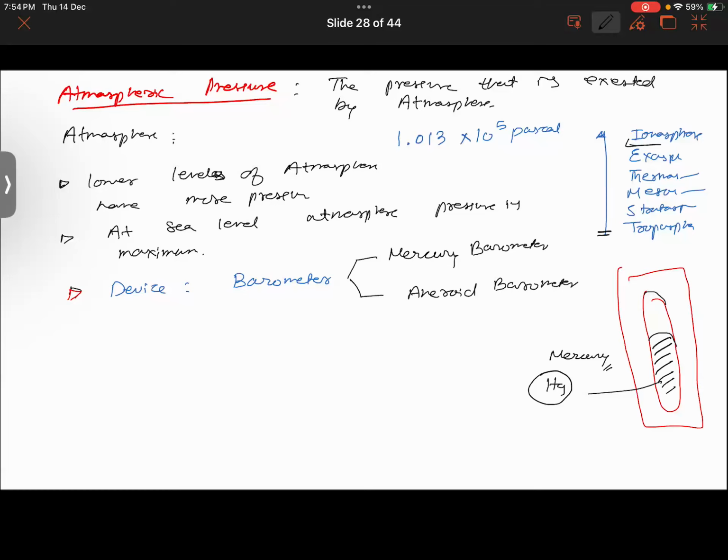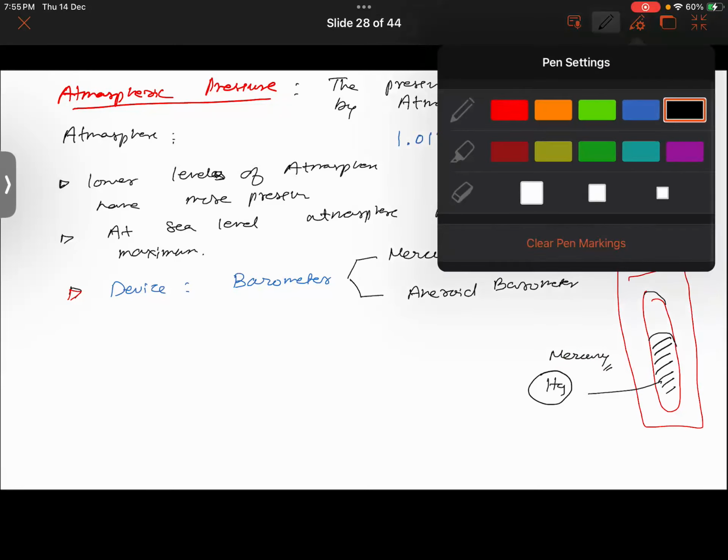Meteorologists describe the atmospheric pressure by how high the mercury has risen up, or how much the mercury falls. Look, if the atmospheric pressure is more, the mercury will be falling down. If the atmospheric pressure is less, it will be rising up. So due to the rising or falling of this, it will show you the change in the atmospheric pressure. Getting it or not?